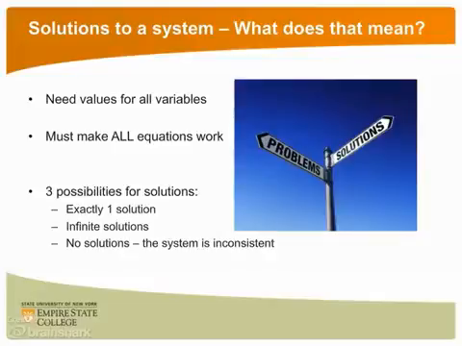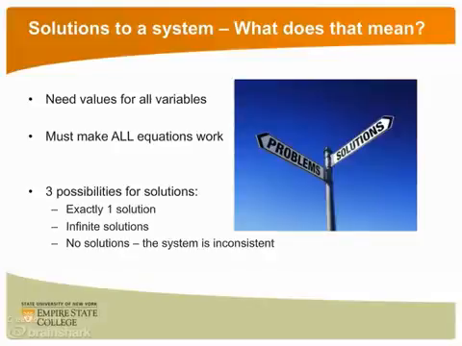A system of equations may have one solution, or there may be infinite solutions. It is also possible that a system has no solution. This situation is called an inconsistent system.